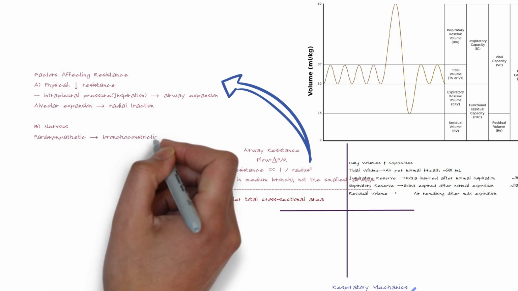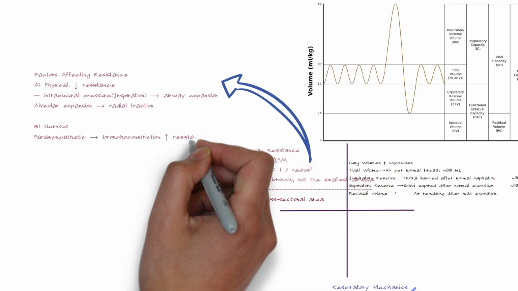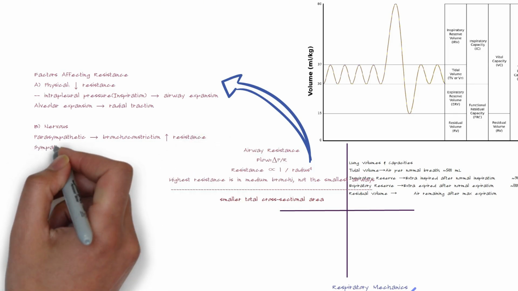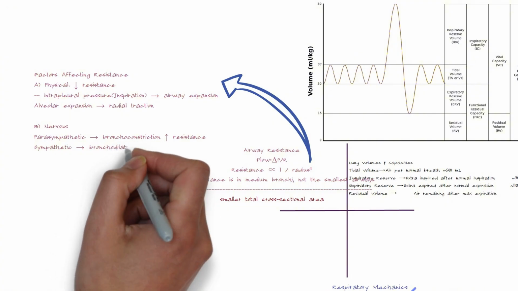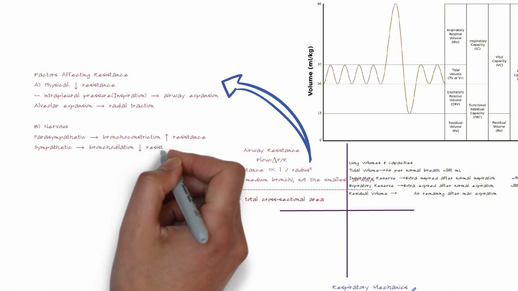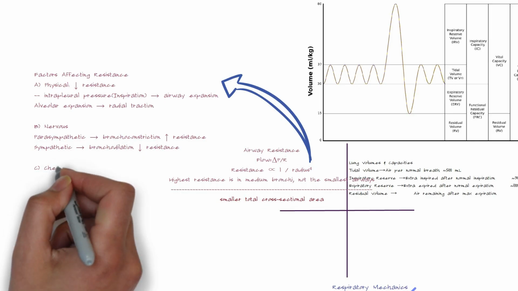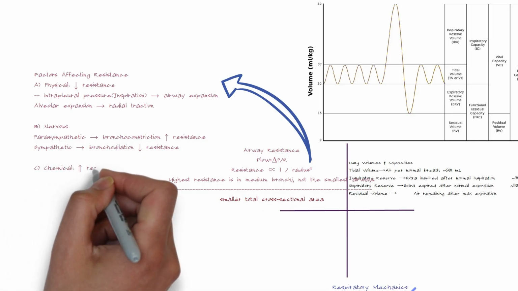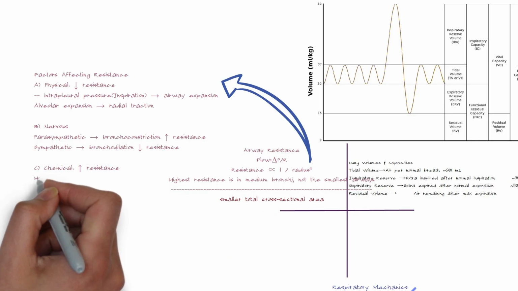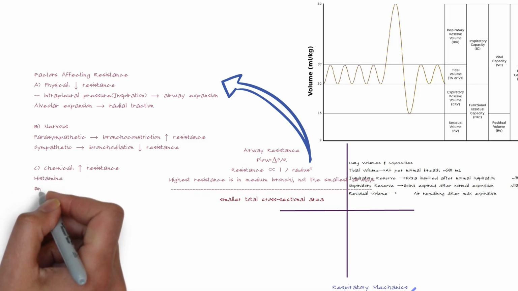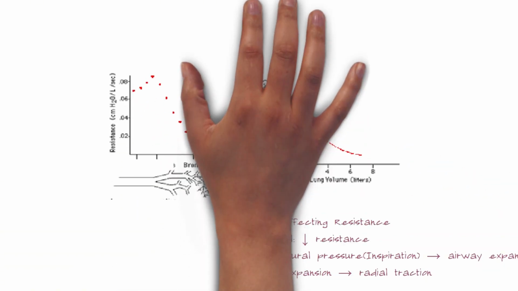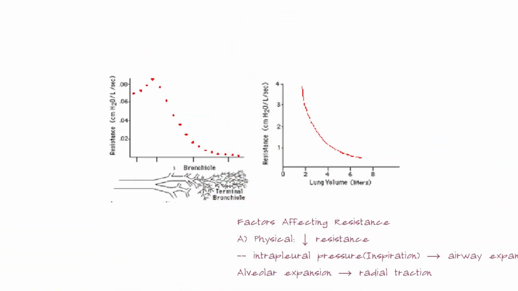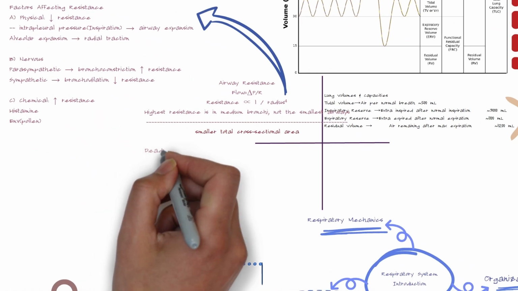For the smooth muscles of the bronchi, we have two nerves, parasympathetic and sympathetic. The parasympathetic causes a contraction of smooth muscle and bronchoconstriction, increasing the resistance, while the sympathetic causes a relaxation of smooth muscle, causing bronchodilation and decreasing the resistance. The chemicals that increase the resistance by direct effect on the smooth muscles are histamine and allergens like pollen. The third point here is the dead space.